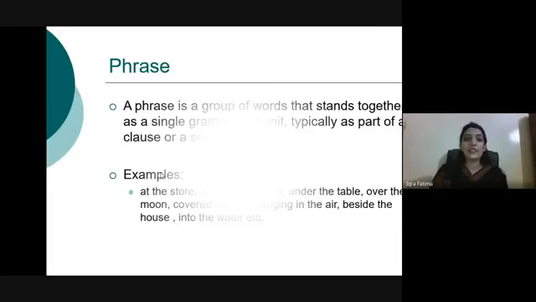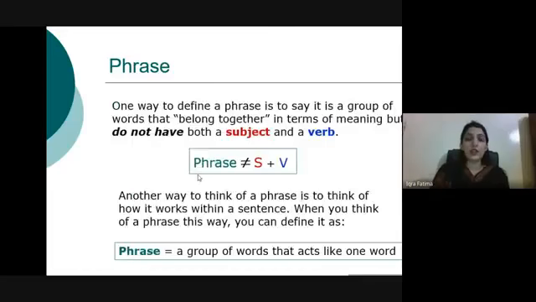So a phrase is not equal to a sentence, because the shortest structure of a sentence is subject and verb, and a phrase does not carry a subject or even a verb. A phrase is a group of words, but this group of words gives you a meaning and it acts like one single grammatical unit.